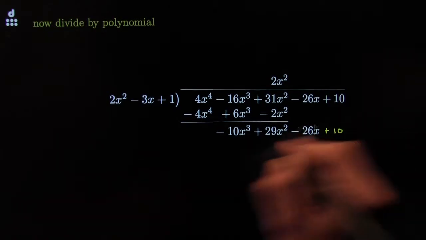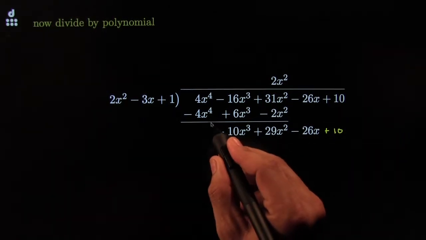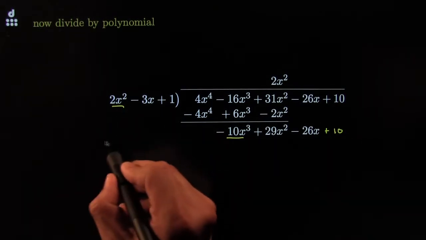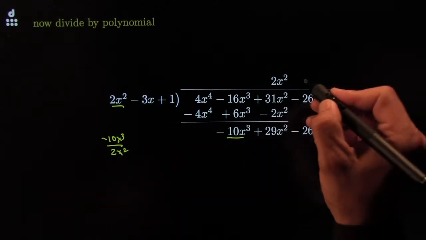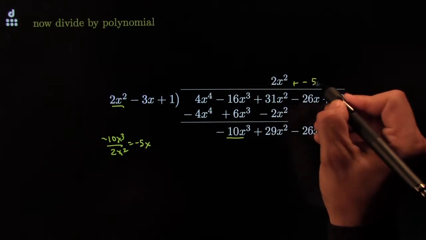Optional step here, you can bring down everything from the top, so that now I'm just focusing on this piece right here. The 2x, how many times will it go into there? I think negative 10x to the third divided by 2x squared, I think this should be negative 5x. So it should be negative 5x.